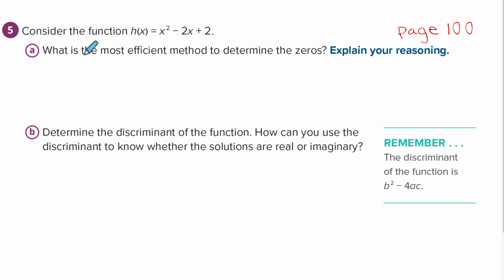Consider this function. What is the most efficient method for determining the zeros? Explain your reasoning.